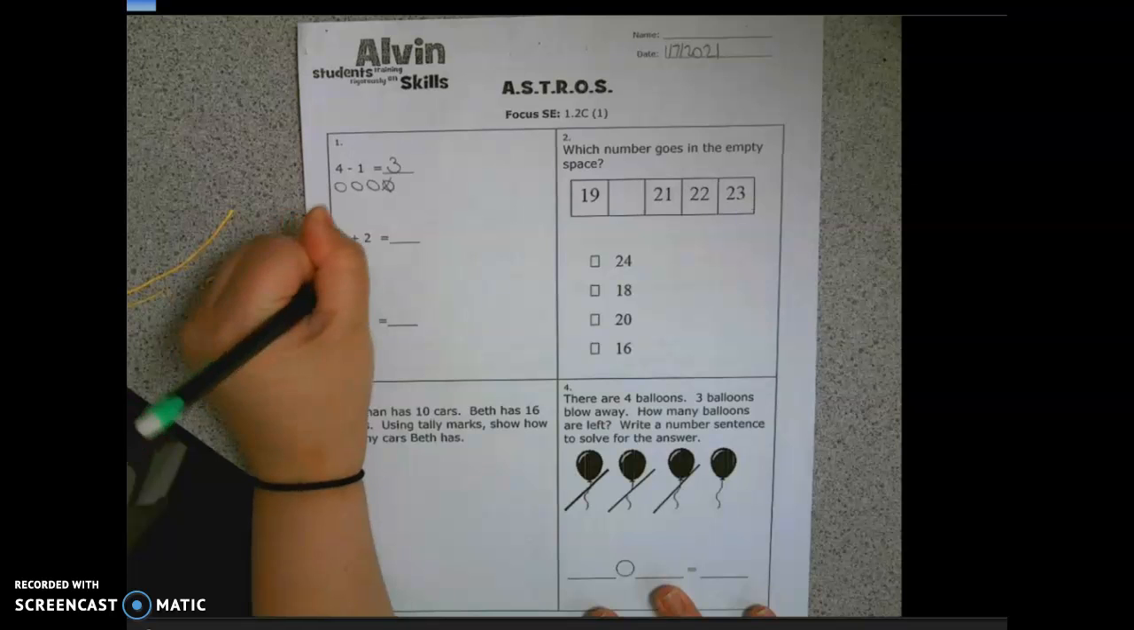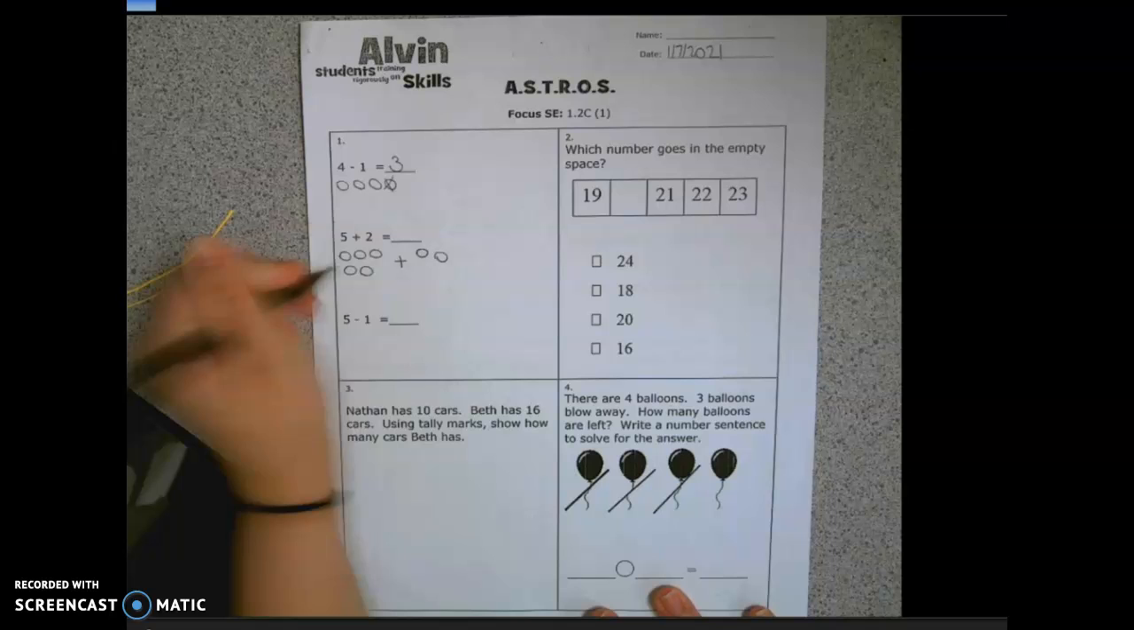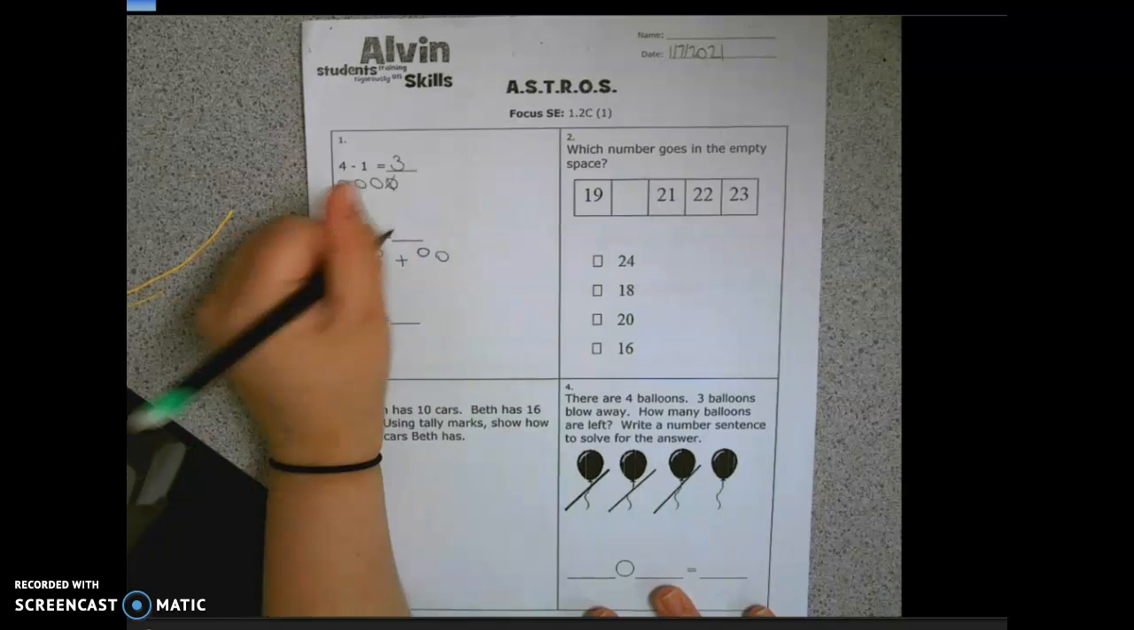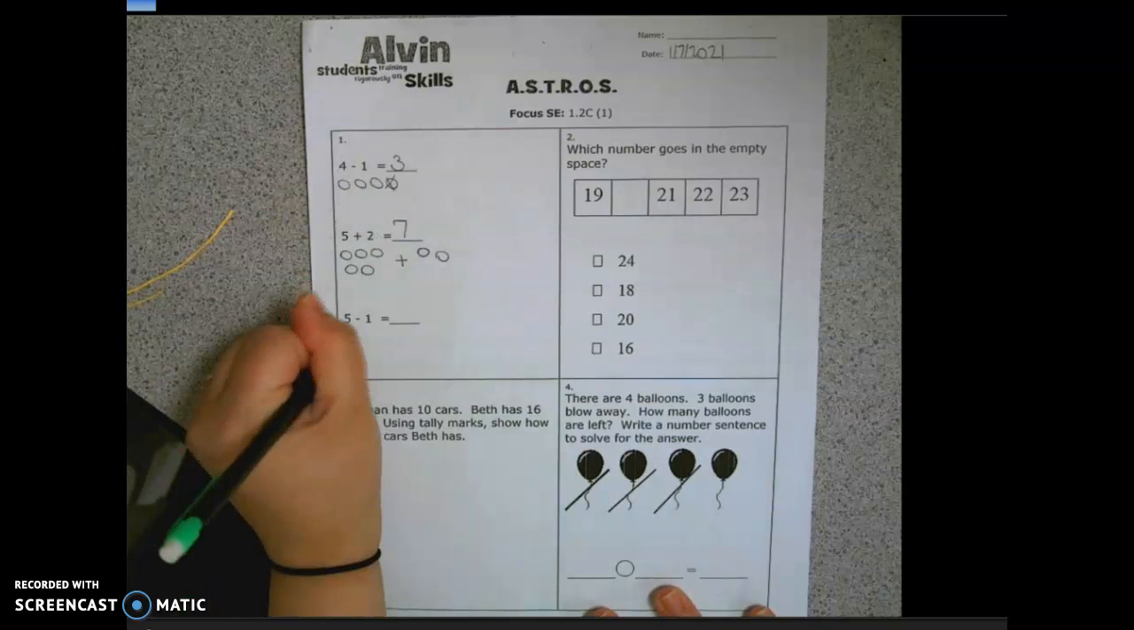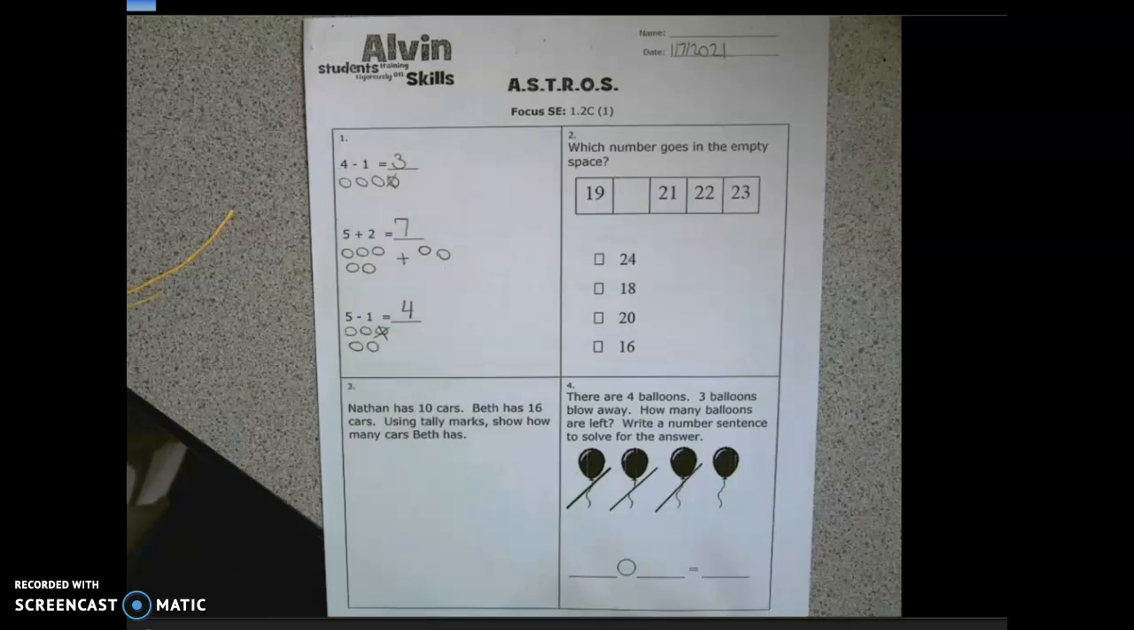I have 5, 1, 2, 3, 4, 5. I'm adding 2 more, 5, 6, 7. I have 5, 1, 2, 3, 4, 5. I see they want me to take away 1, so I'm going to cross off 1, and that leaves me with 4. The next problem, which number goes in the empty space?